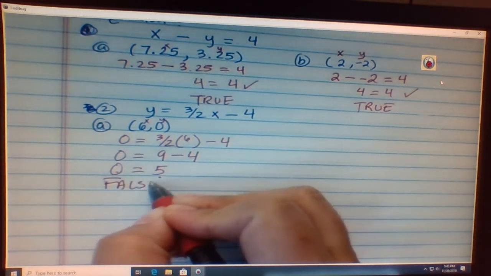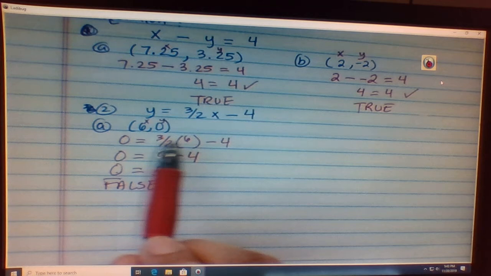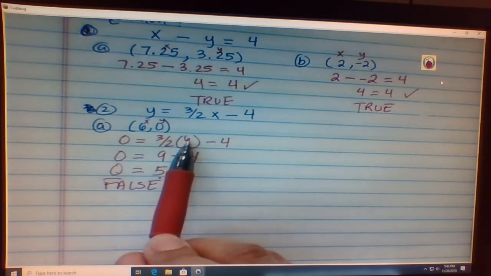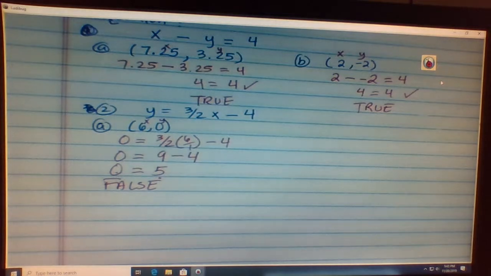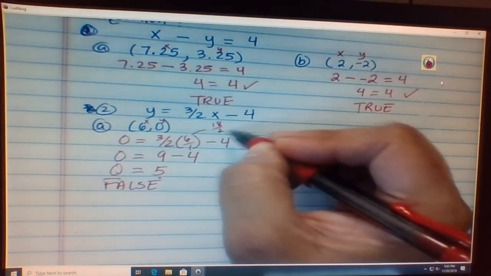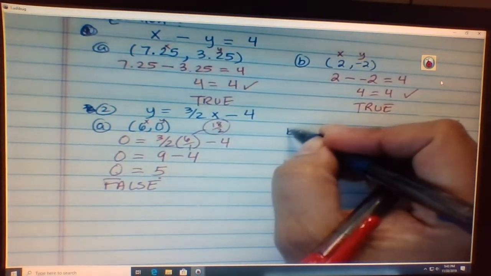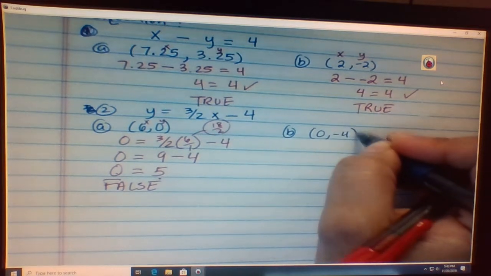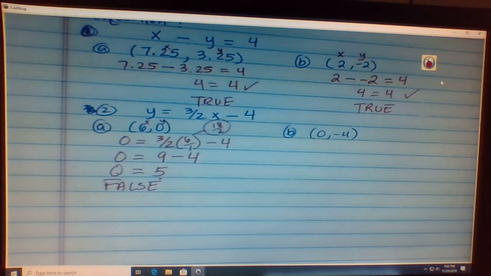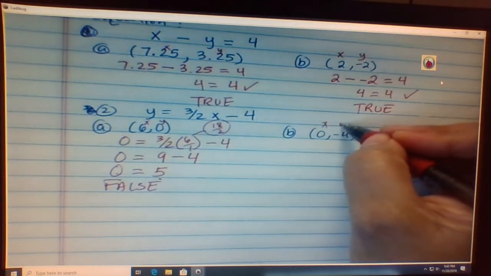So is this a solution? No. So how did I get the 9? 6 times 3? 18? It's like putting it over one helps. Sorry. So we have 3 times 6 over 2 times 1. So this should have been 18 over 2, which is the 9. So try this one on your own: (0, -4). Same equation, y equals 3/2 x minus 4, with this point, which is your x and your y.